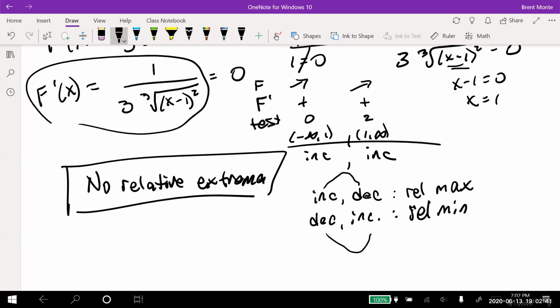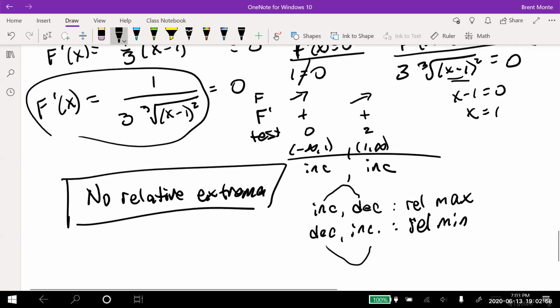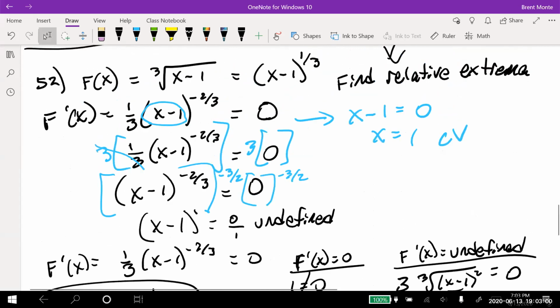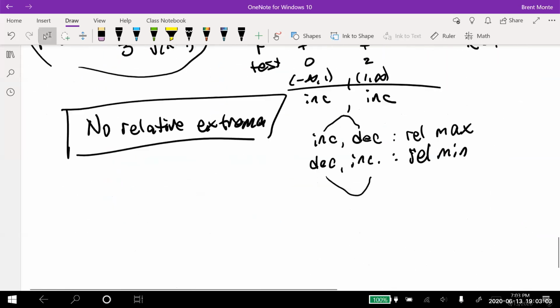So don't just try to memorize a billion things. Try to understand a billion things. The more you understand, the less you have to memorize. Okay, so this doesn't have any relative extreme at all. I'll show you what this graph looks like, and you may have remembered this graph from an algebra class, but let's look at it. We had the cubed root of x minus 1.